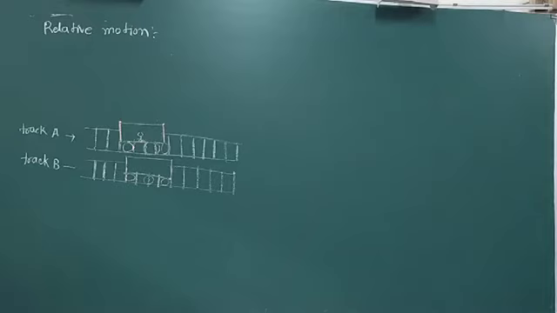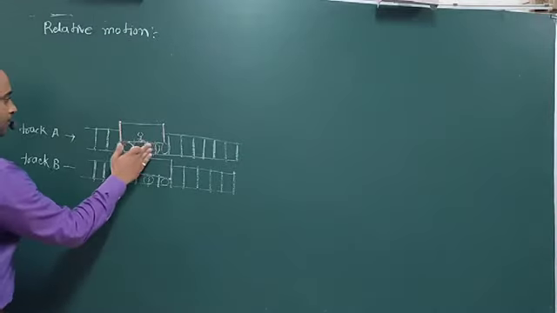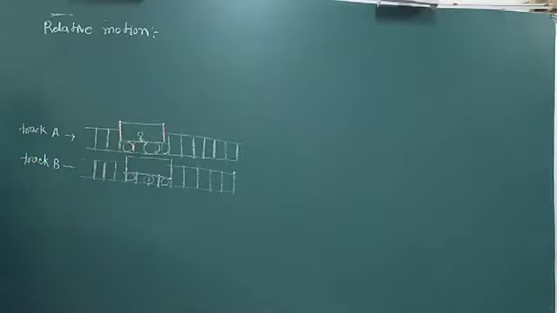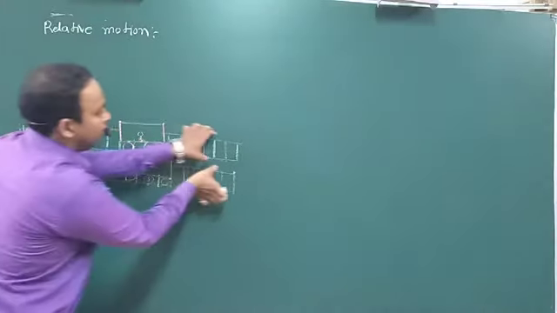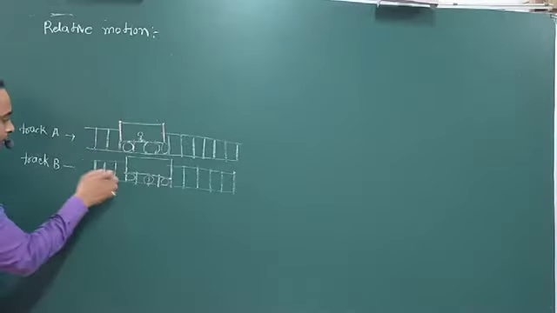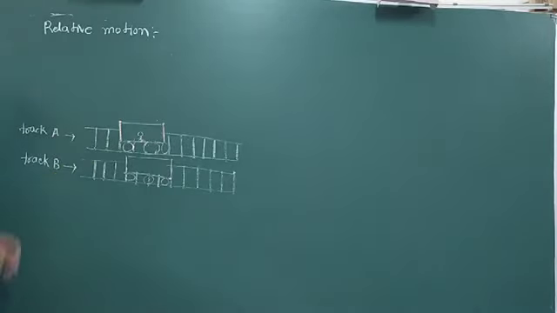Now see, the next concept, that is relative motion. My diagram is not proper or the drawing is not good, but for understanding the concept, I will do my best. Now see, here are two railway tracks. Suppose this is track A and this is track B.